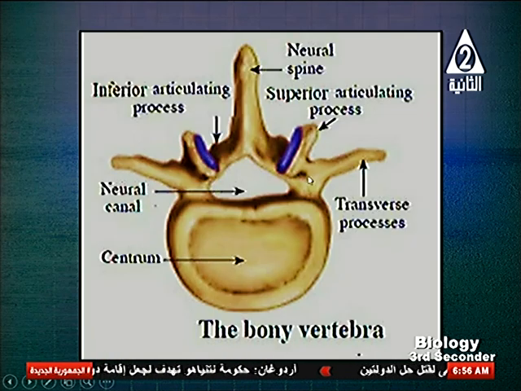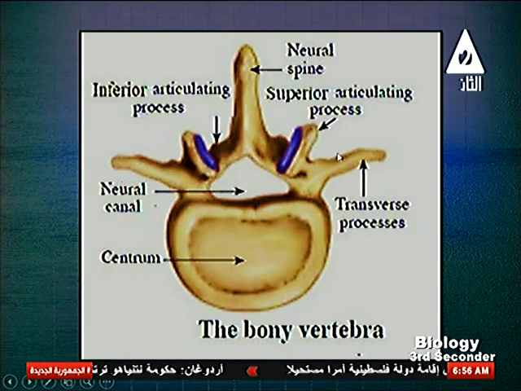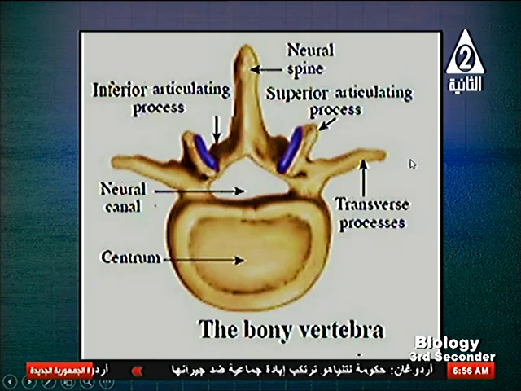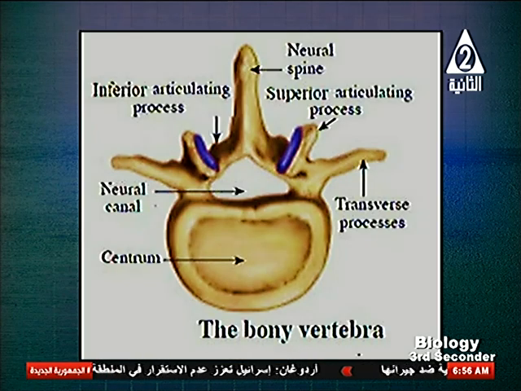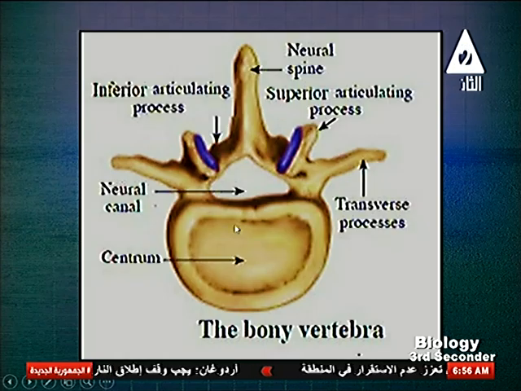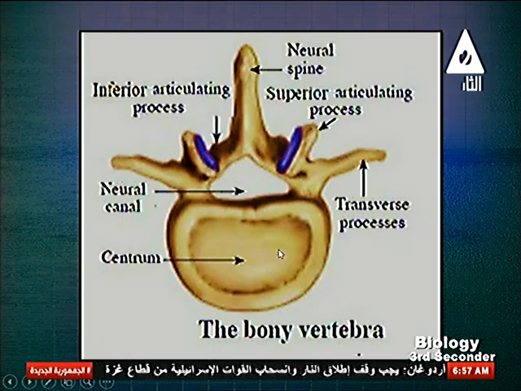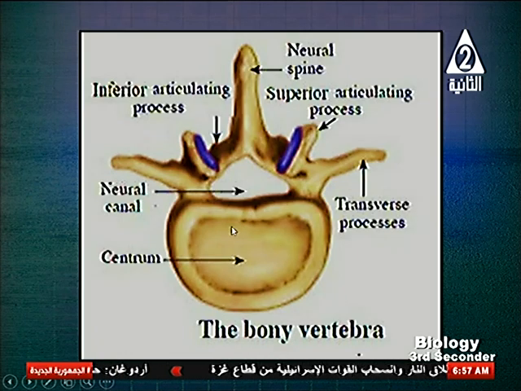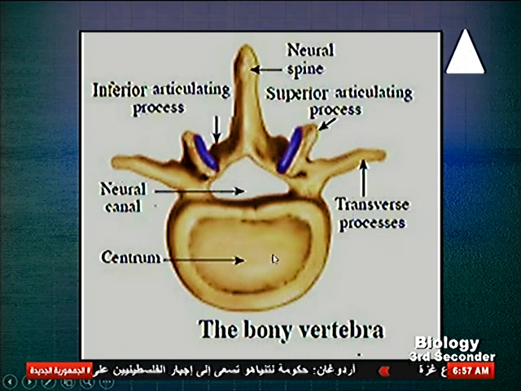And these are the 2 transverse processes. The 2 transverse processes attach laterally. Also, they attach with ribs in the thoracic cage and attach with muscles in the abdominal cavity. This is the neural canal, and this is the centrum. The centrum is anterior, toward my chest cavity. It is the anterior thick part.